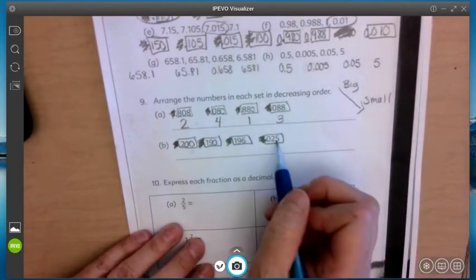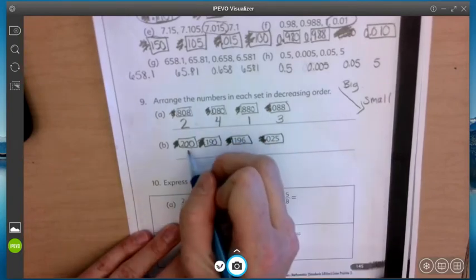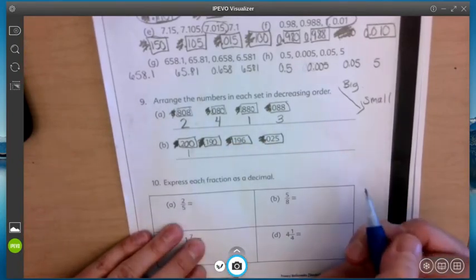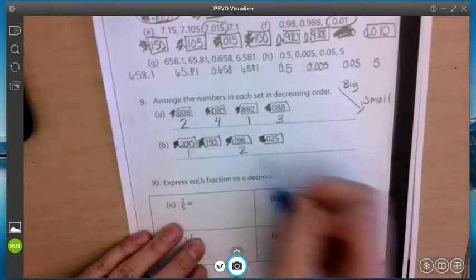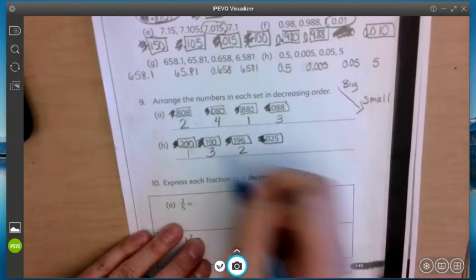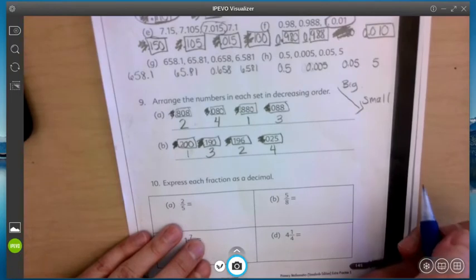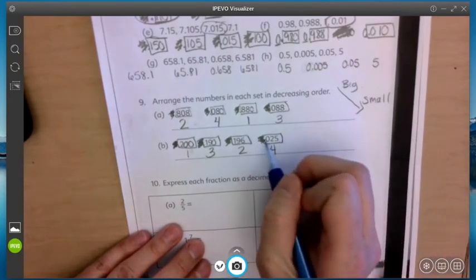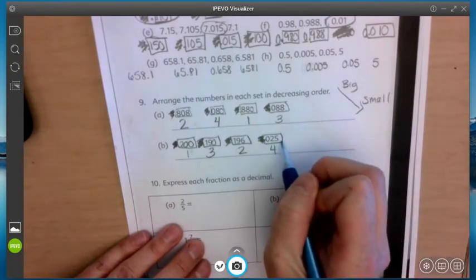So that would be, we have 200. This one is the biggest. 200 is the biggest. Then 196 would be next, 190, and then 25 is less. And that's really 3 and 25 thousandths.